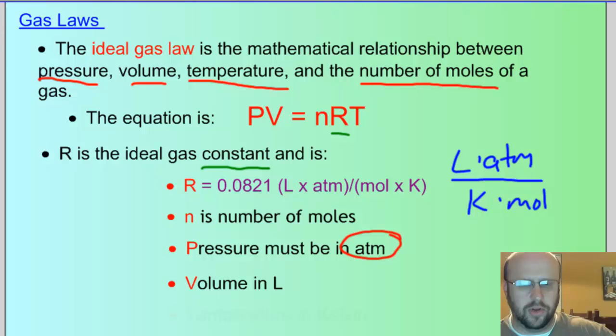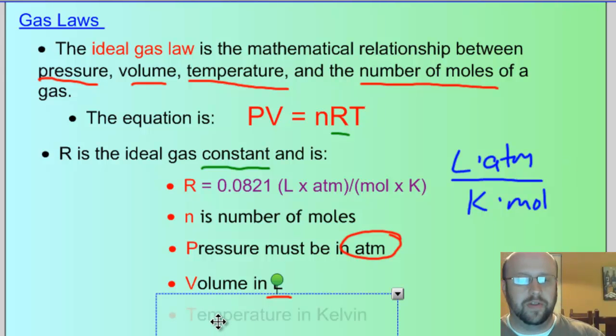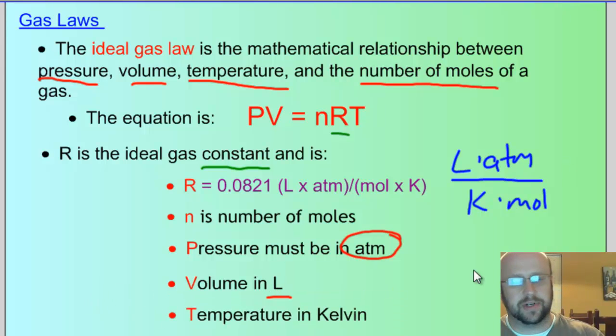Next thing is volume. This also is going to be different: your volume has to be in liters. Again, when we worked the combined gas law problems, we didn't really worry about that. If it was in milliliters or cubic centimeters or whatever, we just left it there, and the units canceled out. But to make this cancel out properly, it has to be in liters. And then the last one is temperature, and the temperature has to be in Kelvin. The good news is that's not a change. That's what we did anyway in the combined gas law.